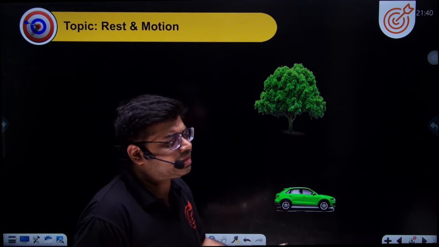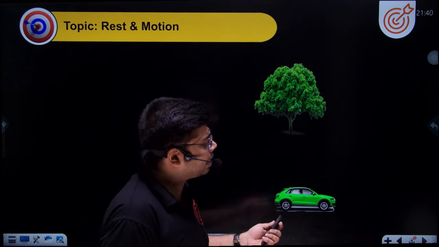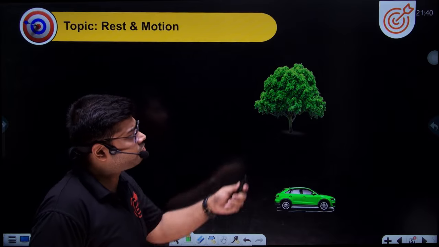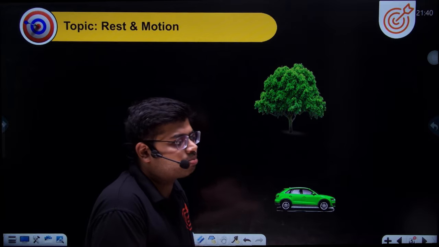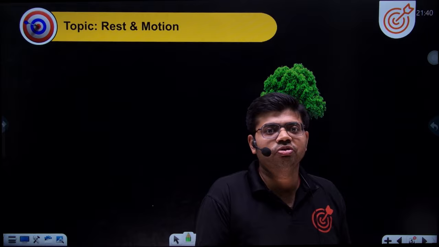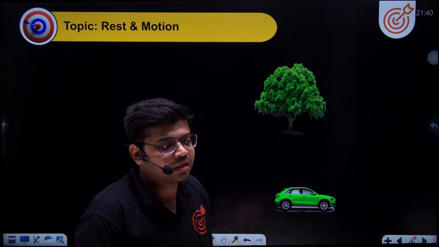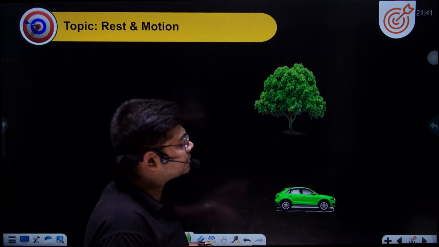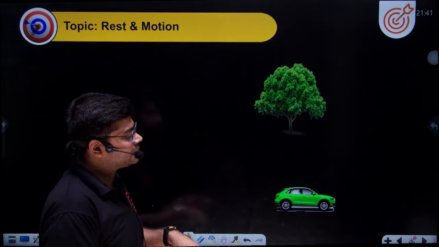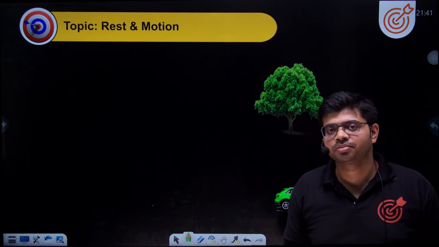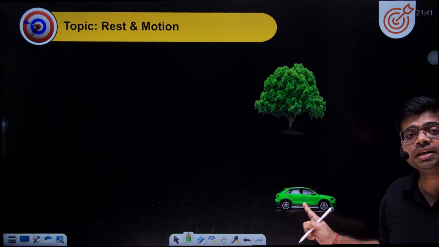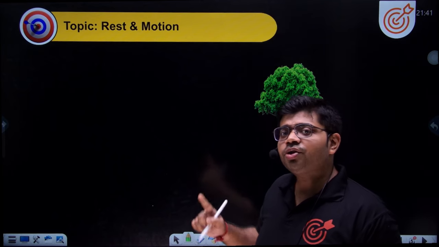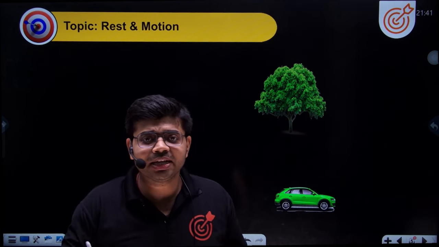You can say, sir, this is quite a normal question. The car must be moving, the tree is stationary. This is our perspective, all of us will say that. But now think about it in a different manner. Say you are driving the car. You are sitting inside the car. When you are inside the car, what will you see? Will you see yourself moving?